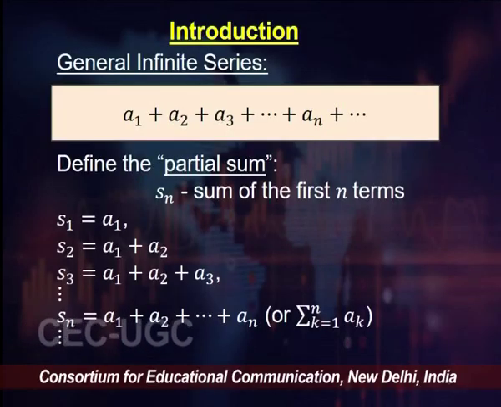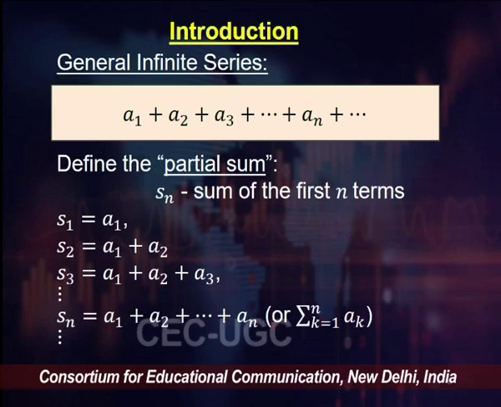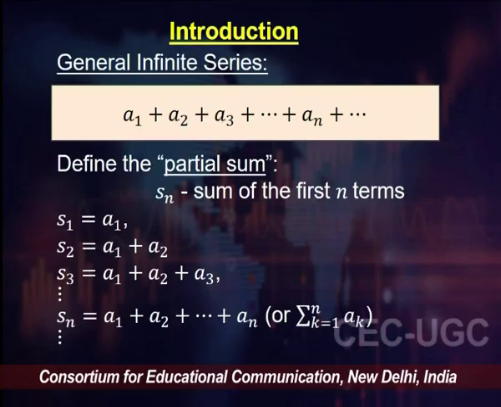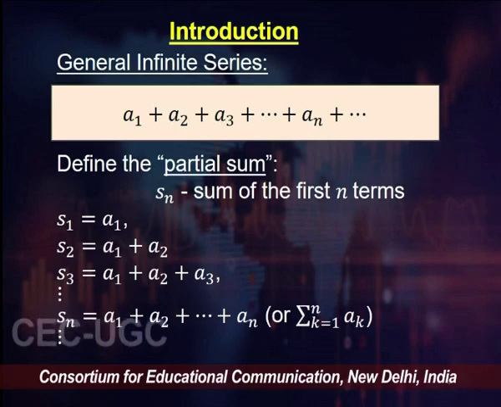Let me first introduce the notation for a general infinite series to you. Suppose A sub 1 represents the first term, A sub 2 represents the second term, and so on. Let's take A sub n to represent the nth term in general. So, a general infinite series is given by the sum A sub 1 plus A sub 2 plus A sub 3 and so on, where the terms continue indefinitely.